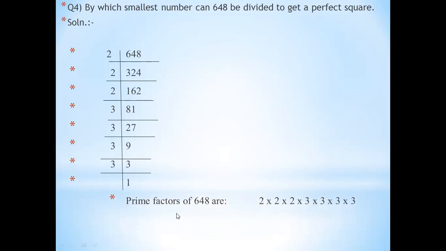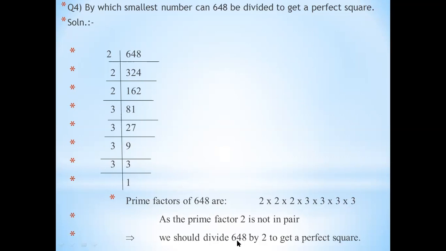So if we write the prime factors of 648, that is 2 multiplied by 2 multiplied by 2, 3 multiplied by 3 multiplied by 3 multiplied by 3. Look, this 3 is in the form of a pair, this 3 is in the form of a pair, this 2 is in the form of a pair, but this one 2 is alone, not paired. So for a perfect square, pairs should be present. So the smallest number is 2. As the prime factor 2 is not in a pair, we should divide 648 by 2 to get a perfect square.